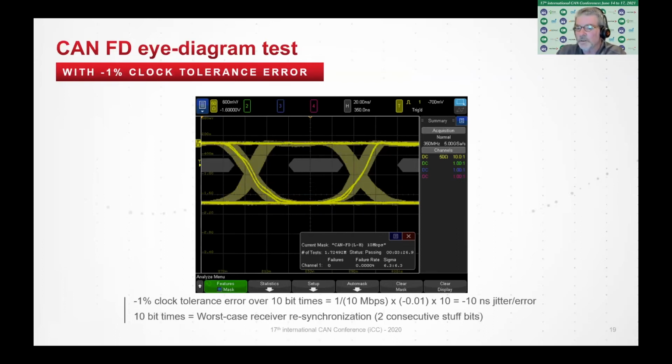of -1%. Now, the worst case resynchronization of the CAN as well as CAN FD bus is 10 bit times. That's based on 2 consecutive stuff bits. Now, -1% clock tolerance or a +1% clock tolerance can result in up to 10 nanoseconds of timing error. And there we can see it very clearly. With -1%, the waveform starts creeping in on the right side toward the mask area.